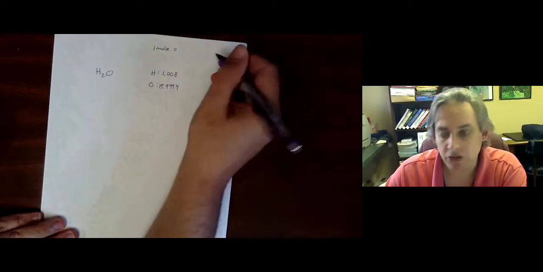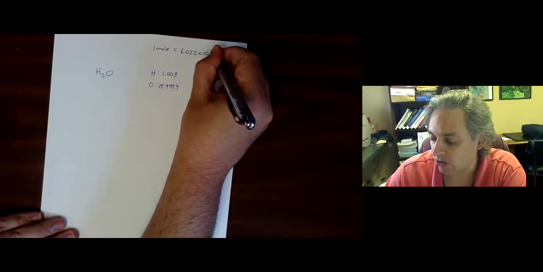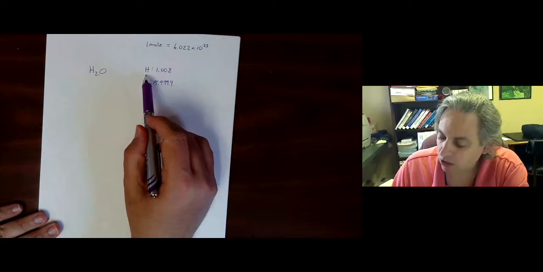And just as a reminder, 1 mole is simply a number. It's Avogadro's number, which is 6.022 times 10 to the 23 things. This is a very large number, and this is how we bridge the microscopic world to the macroscopic world. So what we're going to do now is get the molar mass of the water.